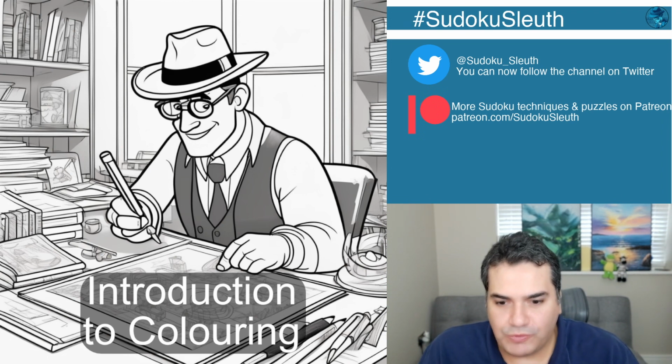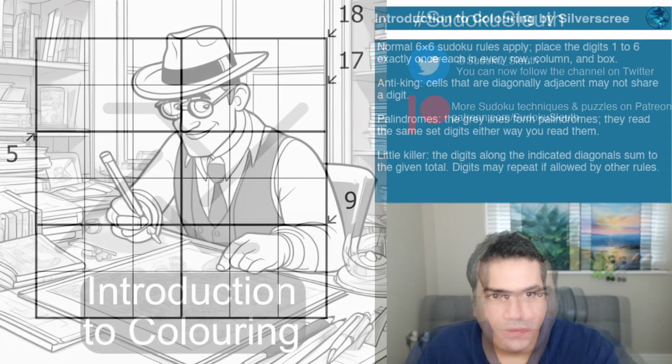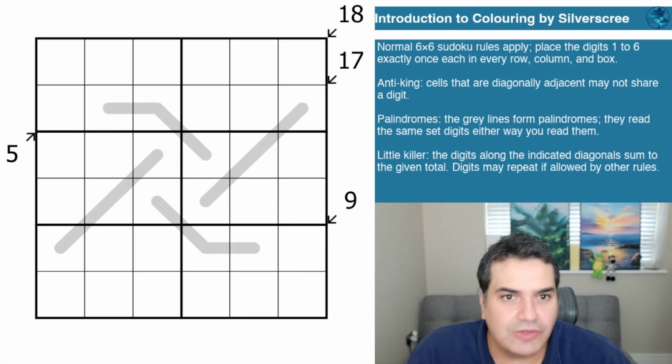Now notice that I spelt colouring with a U. Correct spelling, Queen's English after all. And that's because the constructor here, Silverscree, also knows how to spell Introduction to Colouring with a U.